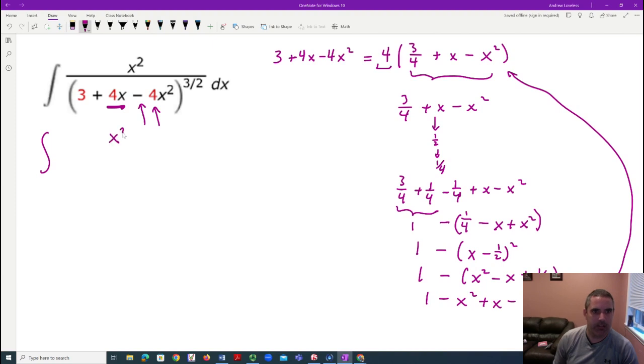I have x squared. And the whole method is half the middle squared. It's just getting it all to work out. And I've got, in these parentheses, I have a 4. And then I have 1 minus x minus a half squared to the 3/2 dx.